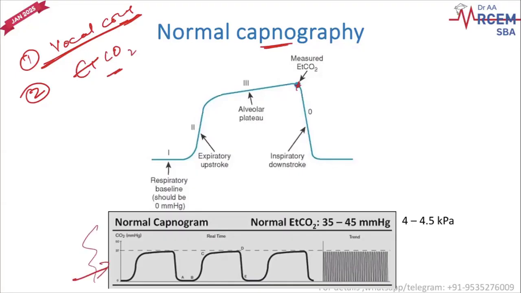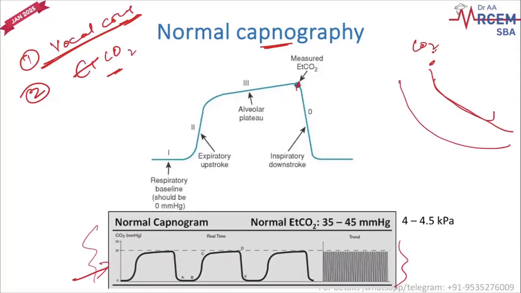This is known as the normal capnography waveform, what you're seeing here. Let us break down this waveform. Whenever you are breathing out, there is a sensor. Consider this as an ET tube. When you're breathing out, the sensor present here will pick up the carbon dioxide levels.